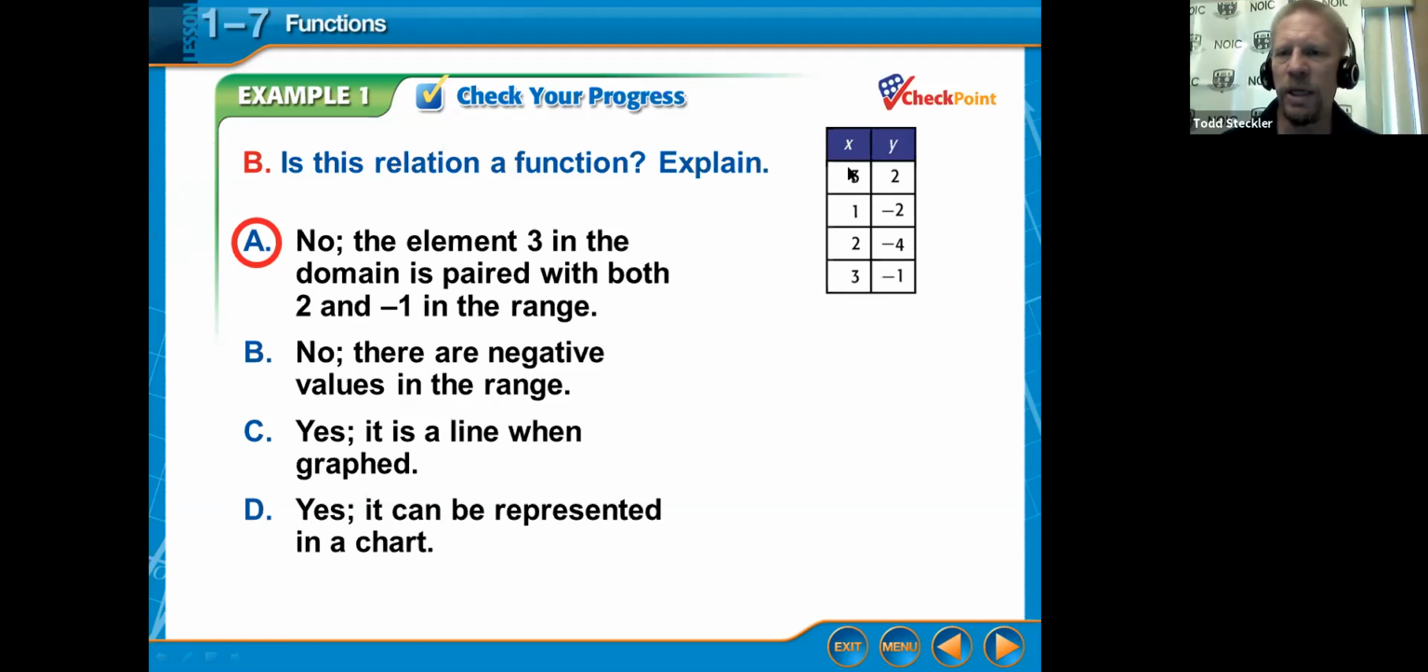Sometimes we think, well, if you repeat a domain member, does that automatically make it not a function? Not necessarily. If we would have had 3 paired with 2 and 3 paired with 2, that's perfectly fine. The issue is that 3 has to pair with the same member of the range. And if it pairs with a different member, that eliminates it from being a function.